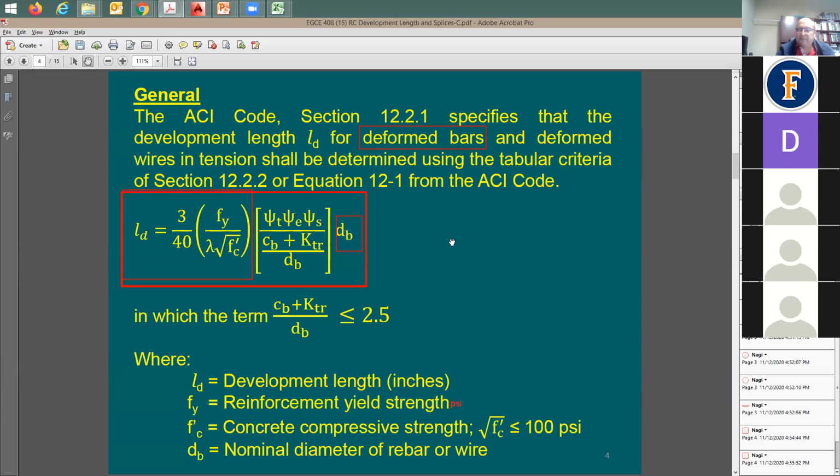What does it mean by dB? Diameter of the rebars. Good. So when the bar is going to get larger, I need more length, which makes sense, right? When the yield strength is going to get larger, it means that I'm going to have more force to transfer to the concrete, or to develop. It means the length is going to be larger. When you have a stronger concrete, it means that the bond between the concrete and the reinforcing bar is going to be higher, and therefore the length is going to be smaller. Make sense or no?